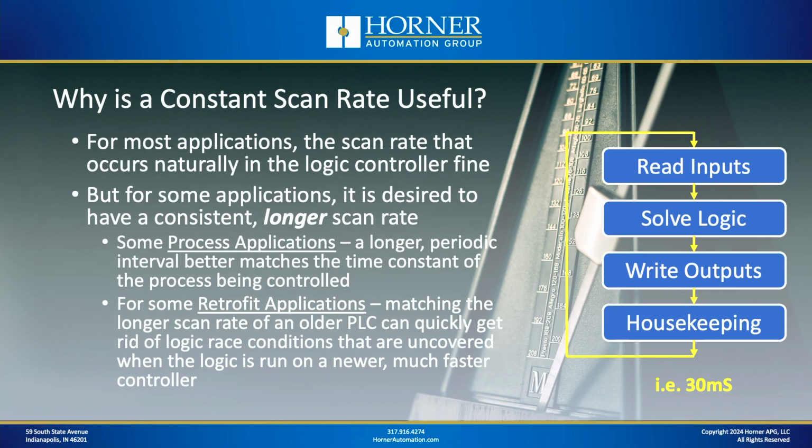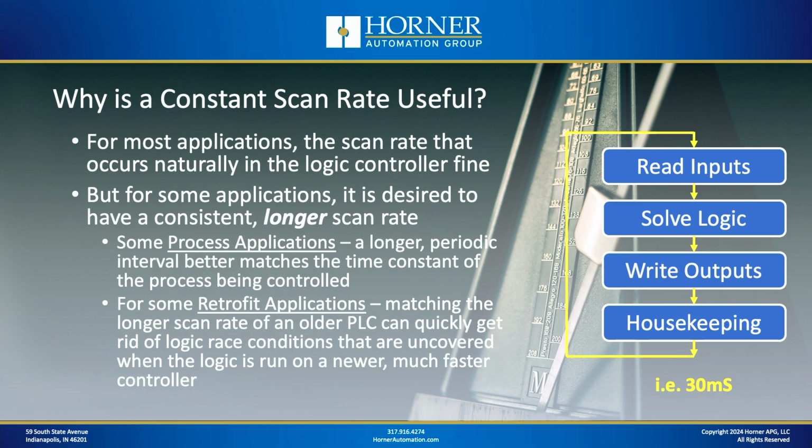Why would that be happening? Well, if there was a race condition in the original program, and a longer scan rate in the original controller didn't cause that race condition to really show itself, now that race condition is an issue with the faster scan rate. The best scenario in that case is to fix the race condition, right? However, we all know getting machines back up and running as soon as possible is a goal. So one of the things you can do to quickly solve this issue is to lengthen the scan rate of the new controller.